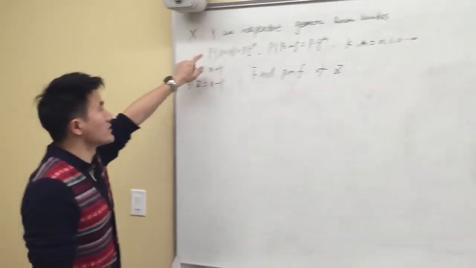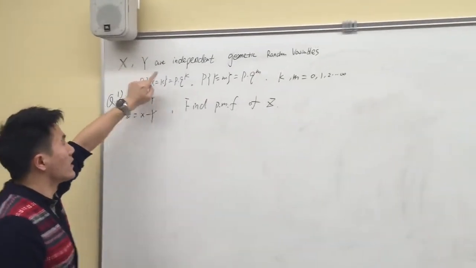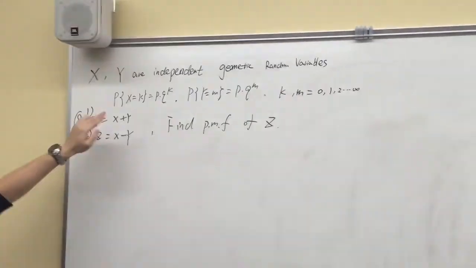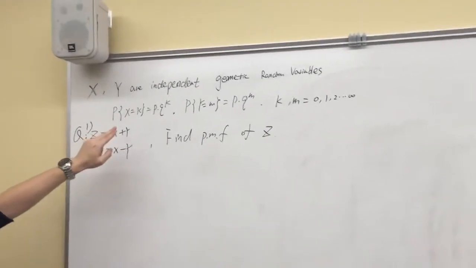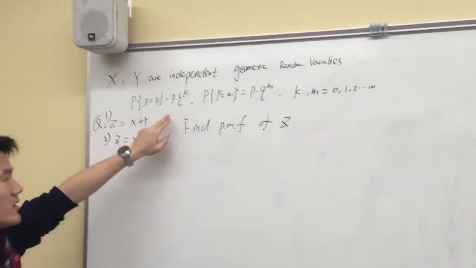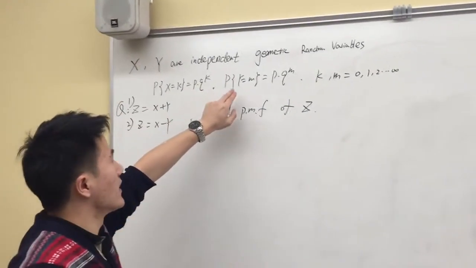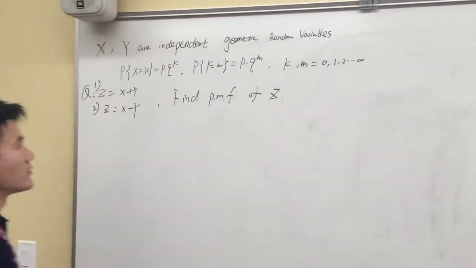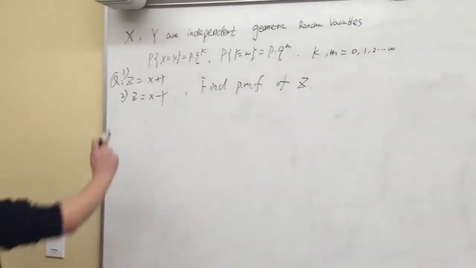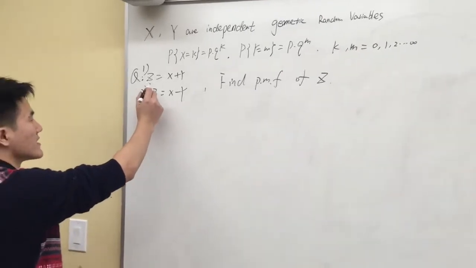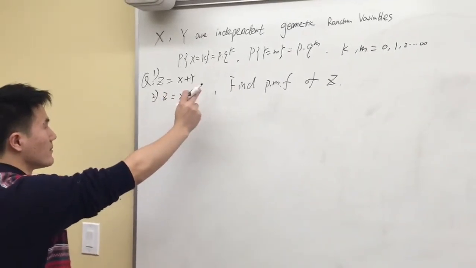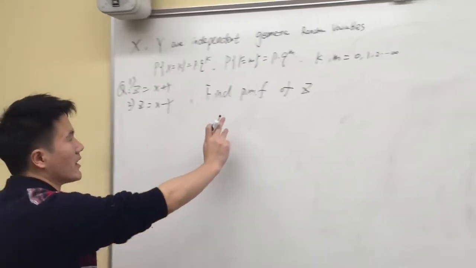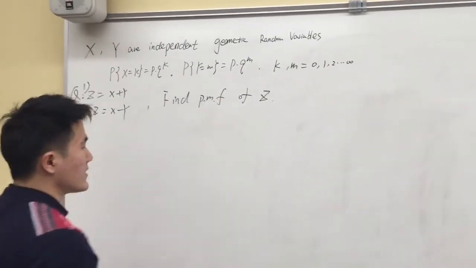Today I want to talk about this problem. X, Y are independent geometric random variables, where P(X = K) = P times Q to the power of K, and P(Y = M) = P times Q to the power of M, for K, M from 0 to infinity. The question: we make Z = X + Y and Z = X - Y, and we want to find the PMF of Z.